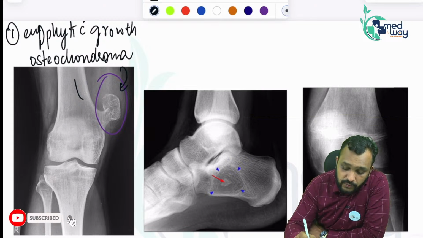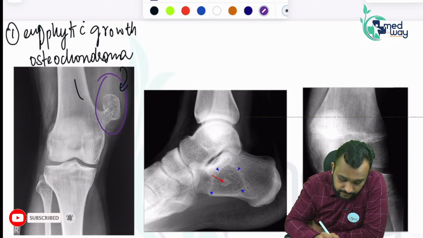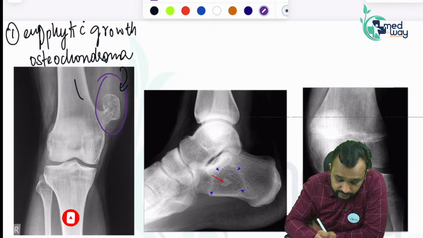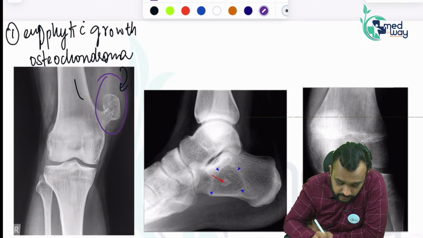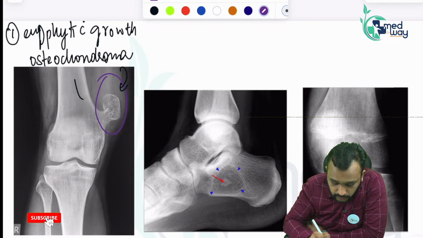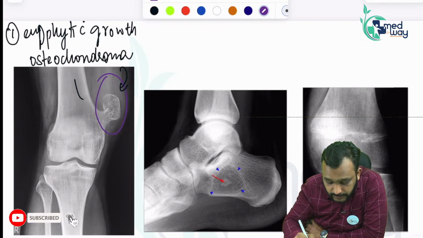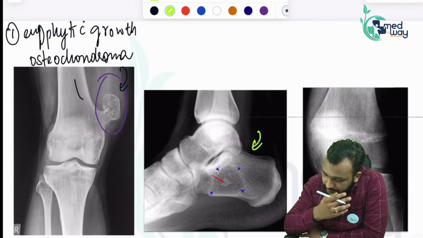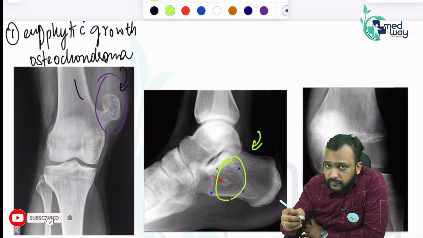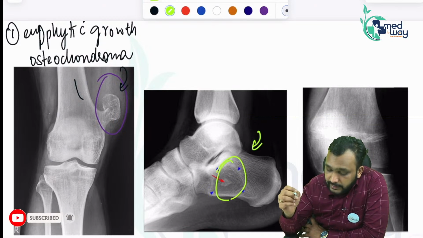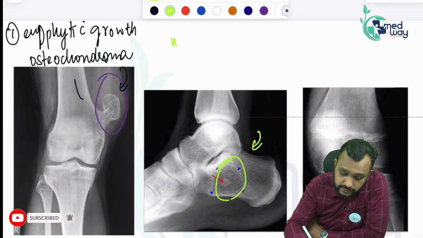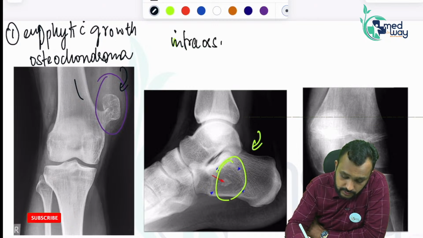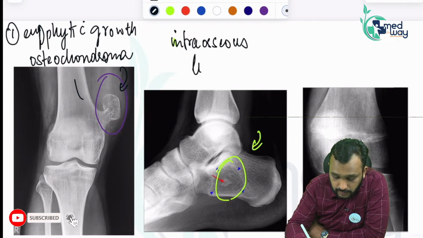And the most common malignant tumor that occurs after osteochondroma is chondrosarcoma. Okay, now there is a lytic lesion, right, in the calcaneum of the bone. So this lytic lesion in the calcaneum of the bone is a case of intraosseous lipoma.